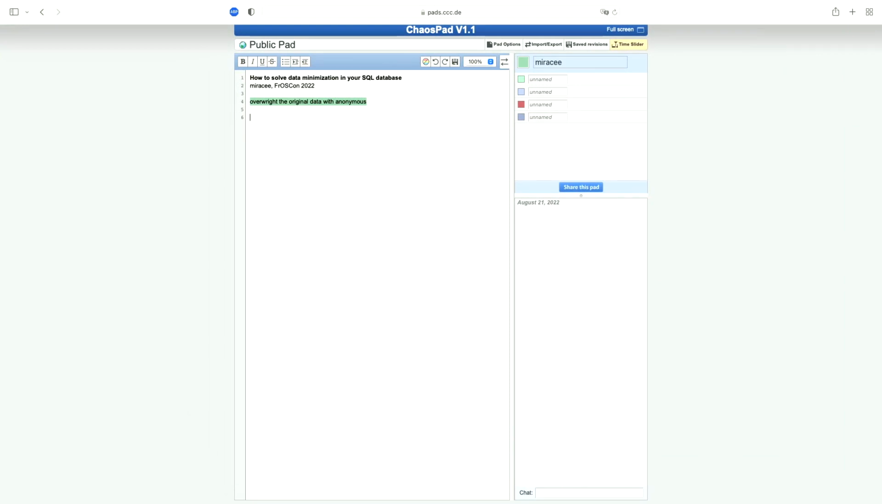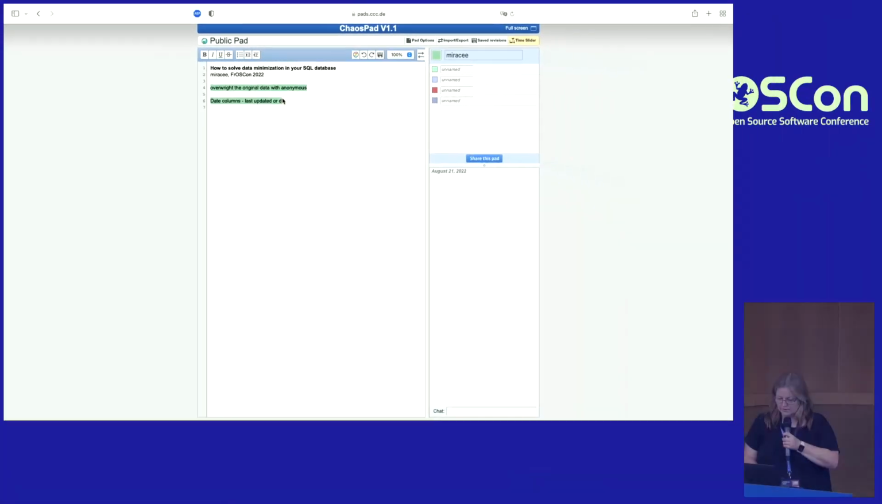Then we have, of course, date columns, last updated, or what I usually do in databases is I have a date column, delete on, date to delete. So that I can do a daily cron job, looking for date to delete and deleting them.